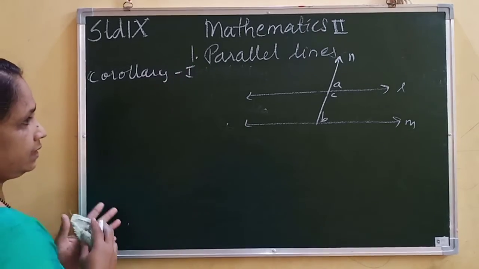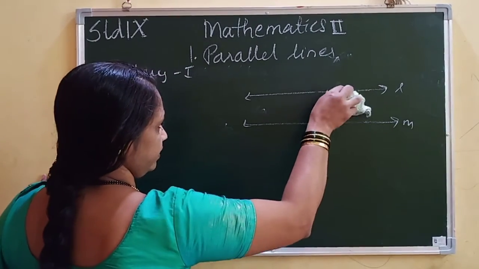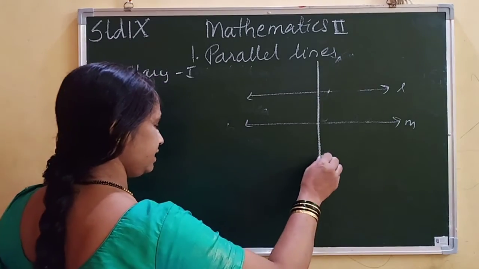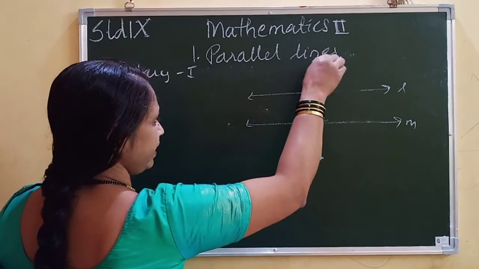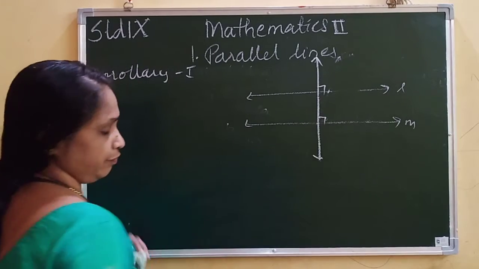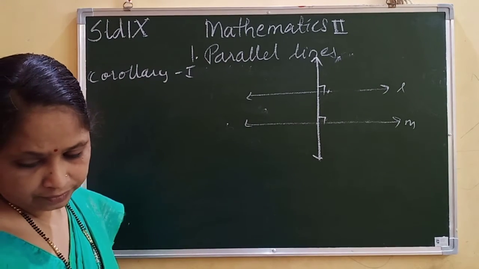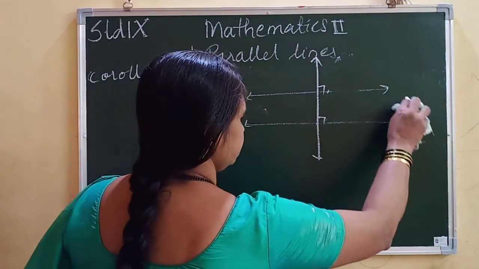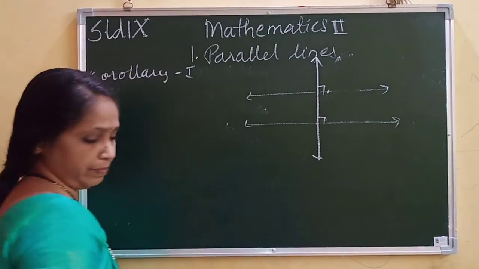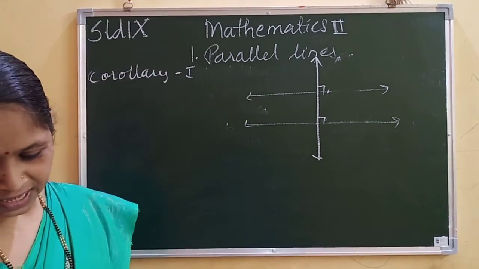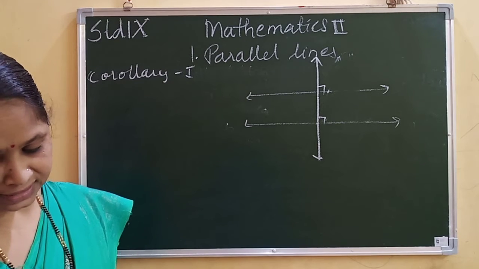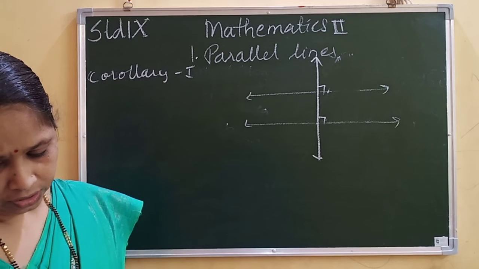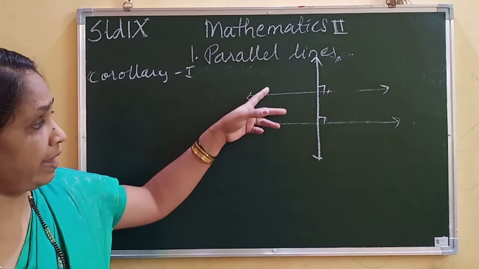What does it test? This line L and M, they are parallel. Now if the transversal is perpendicular, then how it will be? See, if a line is perpendicular to the two lines in a plane, then the two lines are parallel to each other. Now how is it parallel to each other?